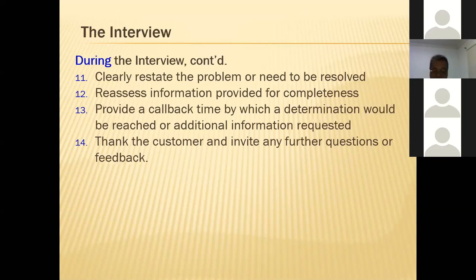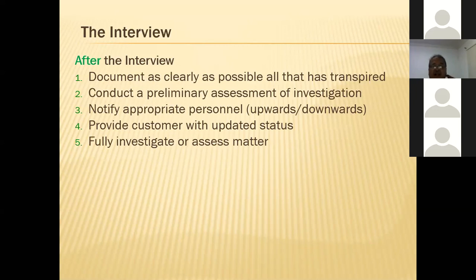After the interview, no further questions. So after the interview, you're going to document as clearly as possible all that transpired. So you have the customer's credit file, their working file, or whatever you call it. You want to make some notes.